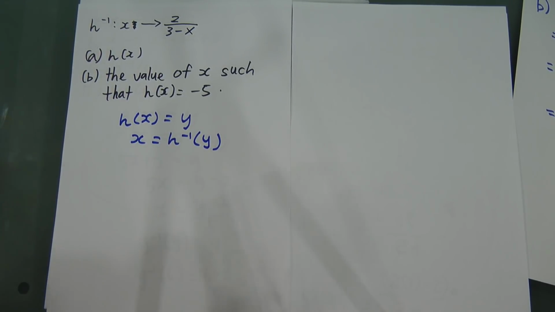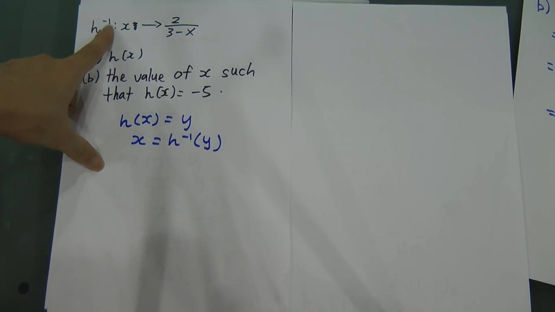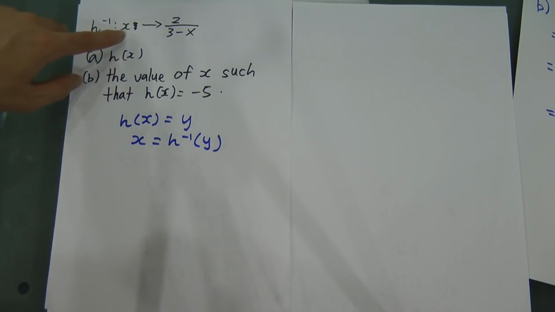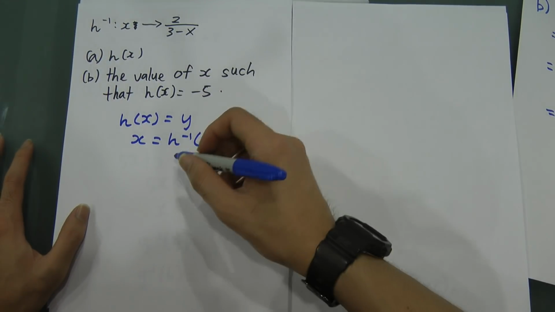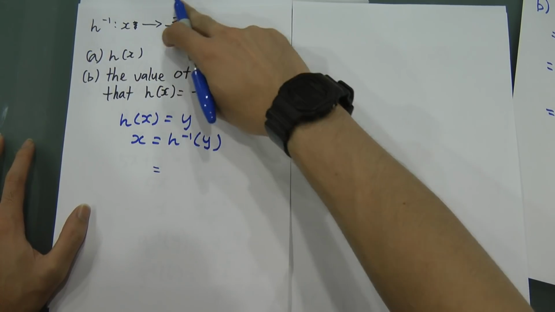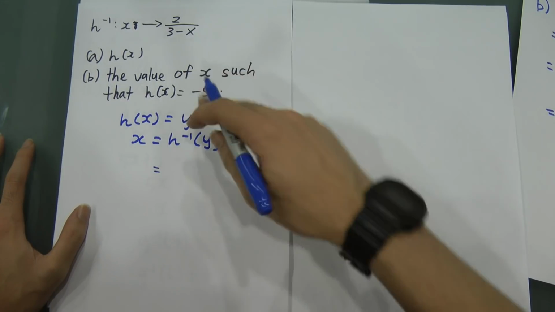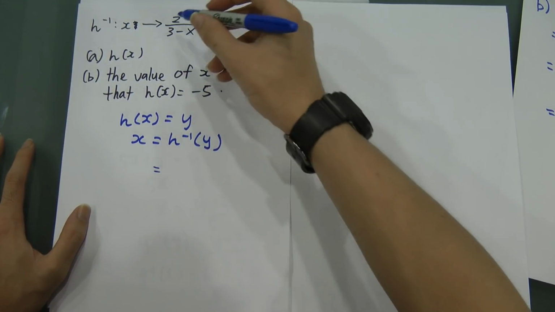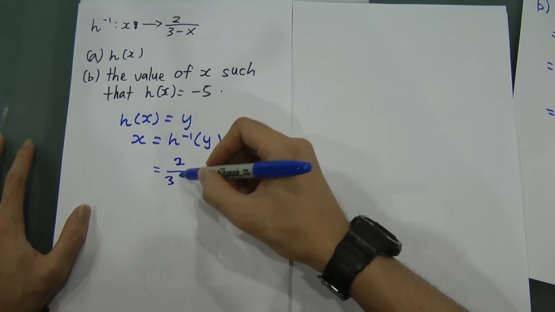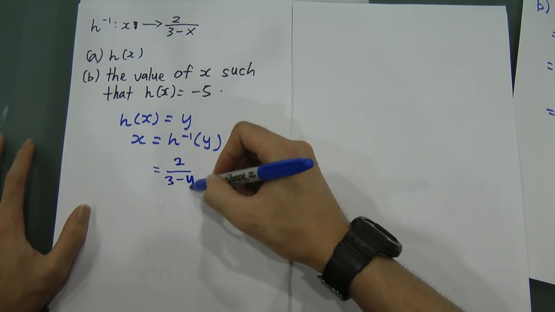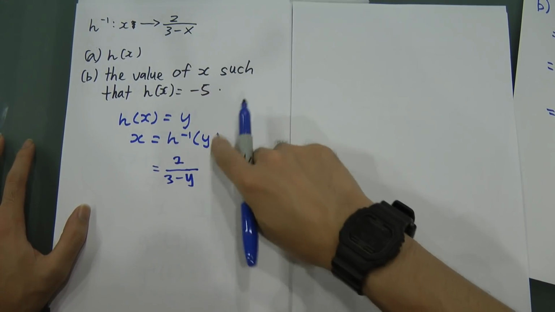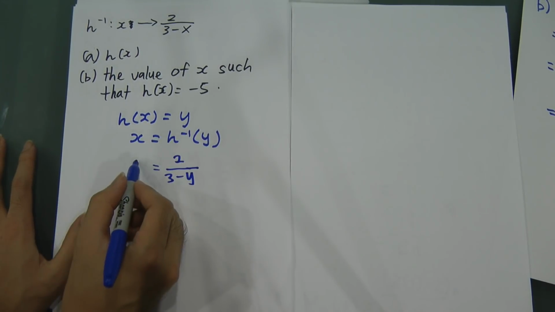So now he gives us this one, h inverse x equal to 2 over 3 minus x. So I change this one to this one. So therefore, I just change to h inverse x will equal to 2 over 3 minus x. So h inverse y will equal to 2 over 3 minus y. Because all the x I change to y. x, y. Okay, will equal to x.